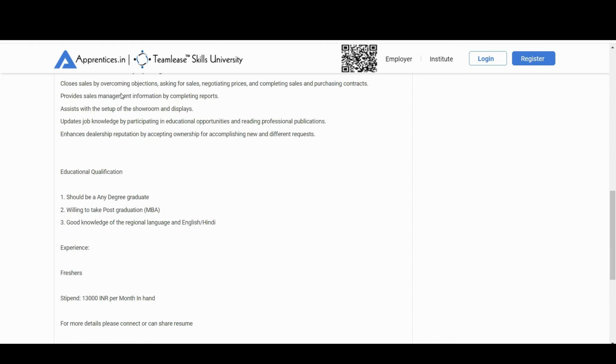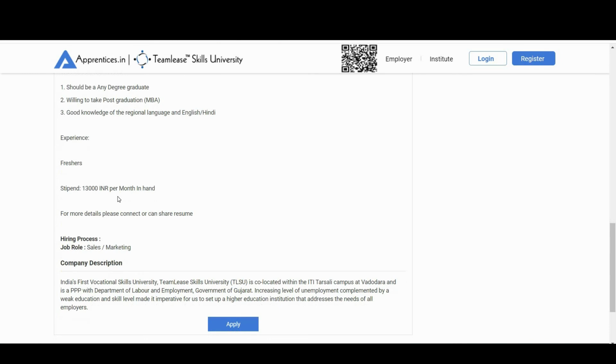As I said earlier, you should be any degree graduate and willing to take a post-graduation program, which is MBA, with good knowledge of the regional language and English or Hindi. The regional language will be Kannada for the Bangalore location. As I said, the stipend will be ₹13,000 per month in hand, and you will also get nice incentives.